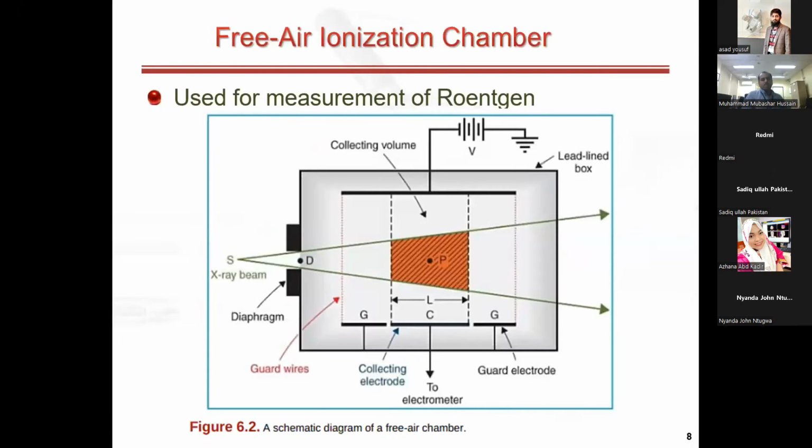This is the brief schematic diagram of that. Initially, the charge equilibrium or the ionization produced by the photons, whether X-rays or gamma rays, was to be measured. The idea was that all energy is deposited, charges are produced and all charges are collected in the region from the source to the diaphragm D. Then there are guard wires and collecting electrodes, and there is some length of the chamber through which it is possible.